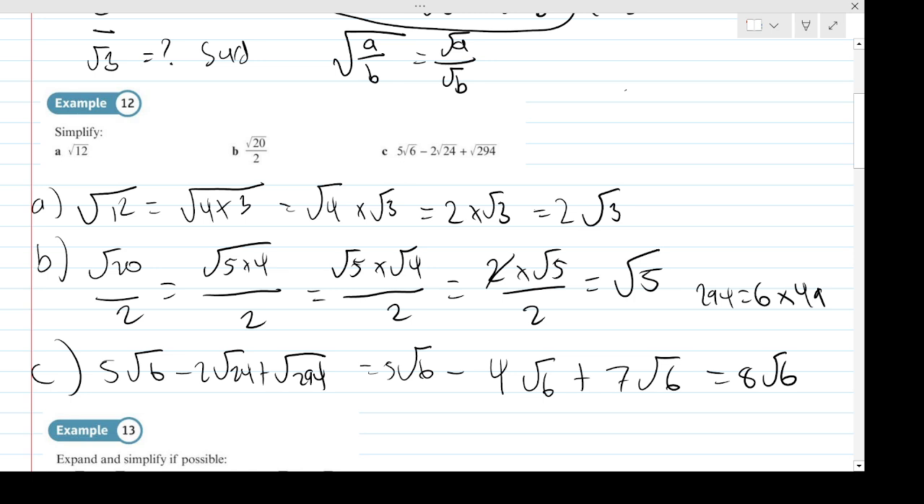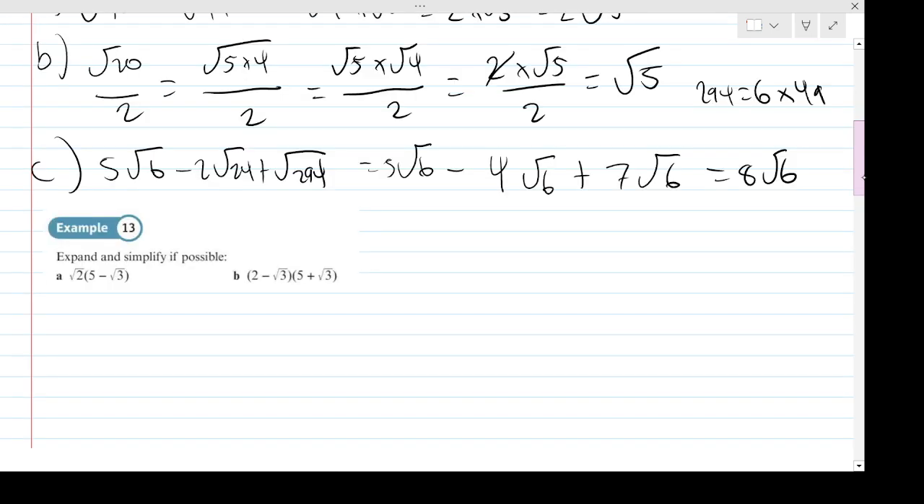So that is the whole idea with adding surds. You cannot. There's no surd laws within adding. So the only thing you can do is to break down all the surds to make them the same. Okay, like we've done here, we made everything root 6. That then allows us to combine them together.